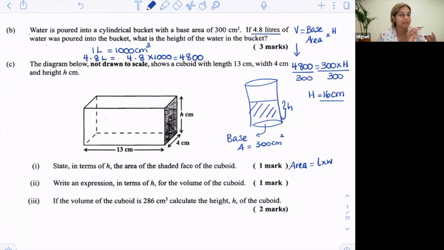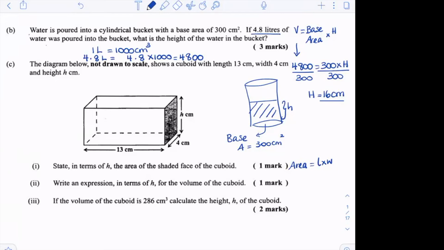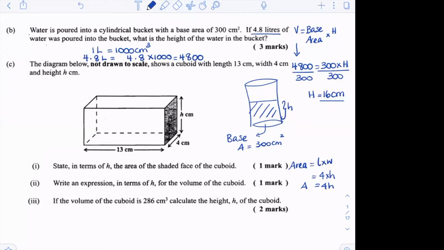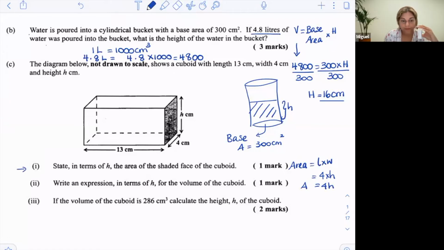So we're looking at this face here. Oh, I should turn it like this. Here is 4 and this is H. What is the area of that face? Four multiplied by H, which is 4H. Did anybody get that? Yeah, miss. All right. So that is the first part.